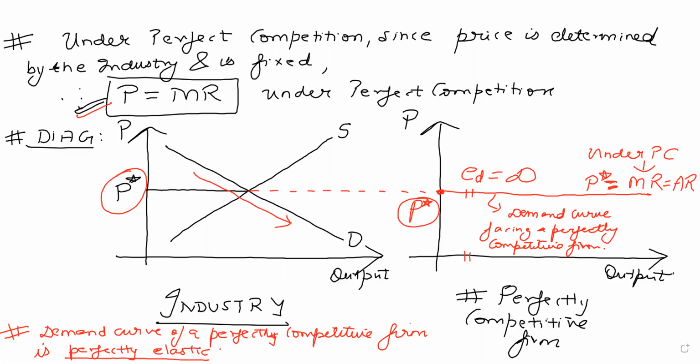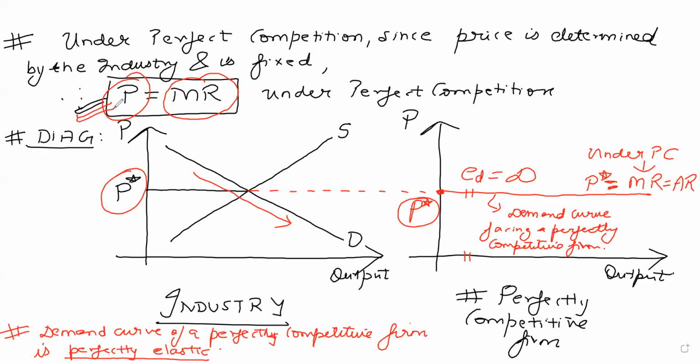And under perfect competition, since every additional unit of output is sold at the same price, the additional revenue earned by the firm, which we call the marginal revenue, will be nothing but the price only, guys. I hope students have understood why P is equal to MR. A few minutes back, I had shown you that P is equal to AR. That is by definition. But why is P equal to MR under perfect competition?